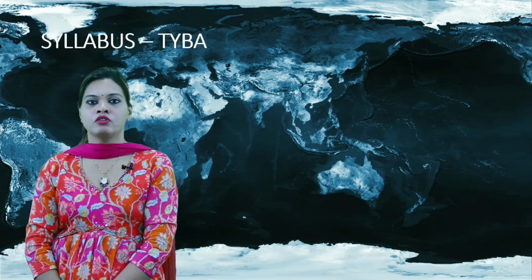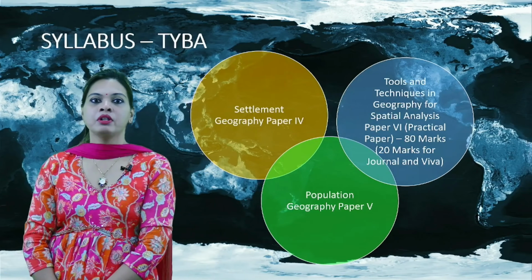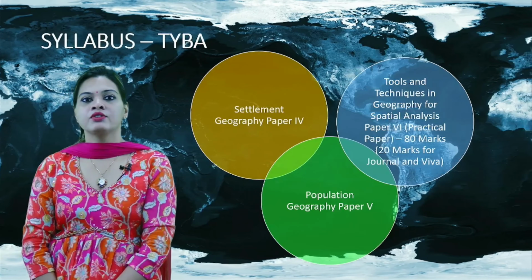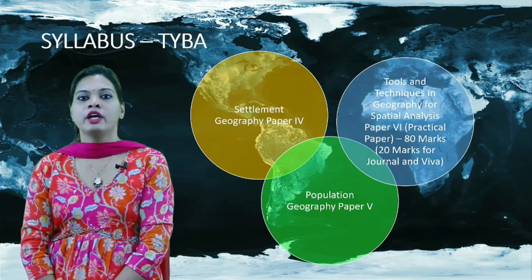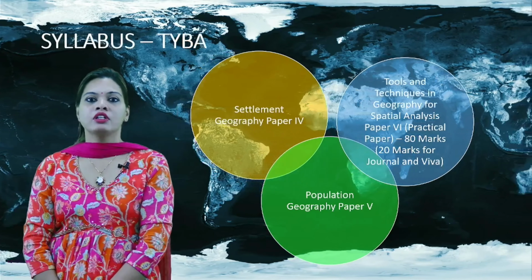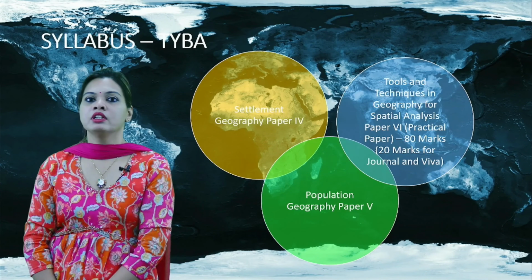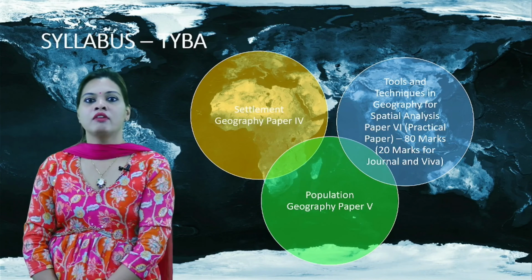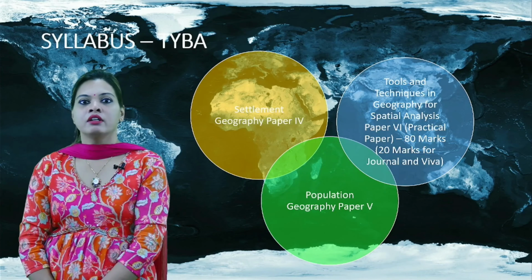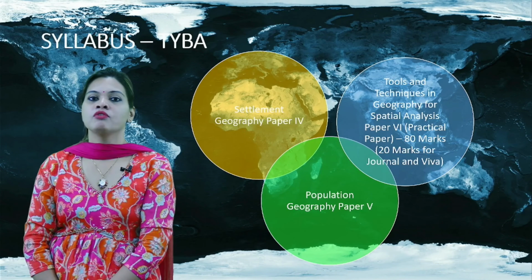Now let us talk about the learners who have opted for 3 papers in Geography, Sem 5. Settlement Geography, paper number 4, Population Geography, paper number 5, Tools and Techniques in Geography for Special Analysis, paper number 6, for 80 marks and 20 marks internal for journals and viva. For the combination students, these 2 theory papers and 1 practical paper are compulsory. Same as for all, for practical paper number 6, journals and viva exam will be conducted in the same year. There is no project work for this paper. I hope I am clear till this 5th semester for you.